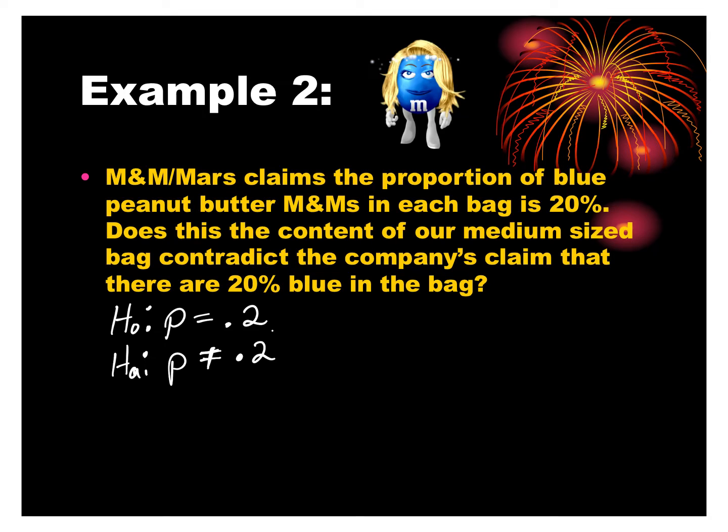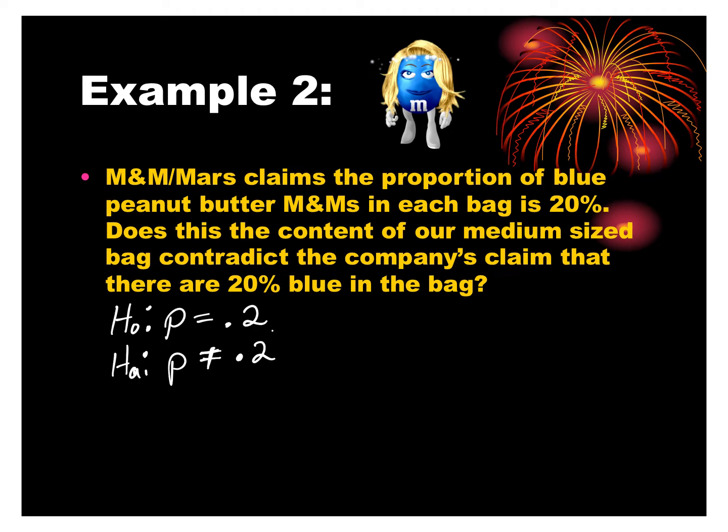Okay, so we have our null hypothesis that the M&M Mars company is telling the truth. They have 20% blue in their bag, so the null hypothesis is p equals 0.2. And we're only interested in whether it is different from that, so we're going to use not equal to. If we're not given an indication of whether it should be higher or lower, then we use not equal to, which makes it a two-tailed test, and we'll look at how that changes things.